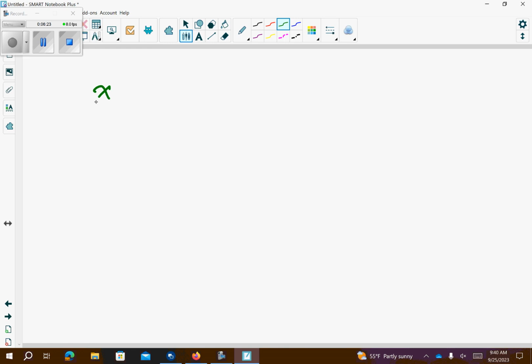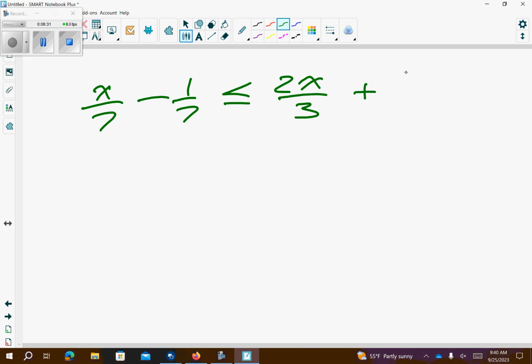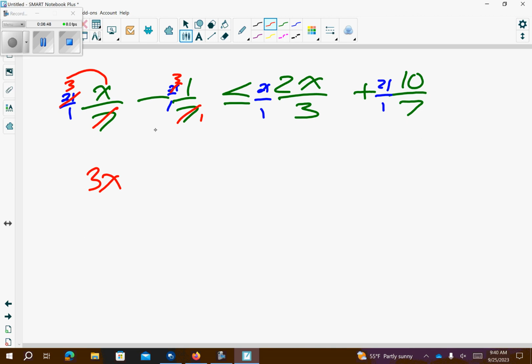Number 9, it's our favorite. We have some fractions in there. We're going to treat this the exact same way. My denominators are 7 and 3, so I'm going to multiply everything by 21 over 1. Okay, so 7 goes into 21 3 times. 3 times x is 3x. 7 goes into 21 3 times, so I get minus 3. 3 goes into 21 7 times, so I get 14x. 7 goes into 21 3 times, multiply that, so I get 30.